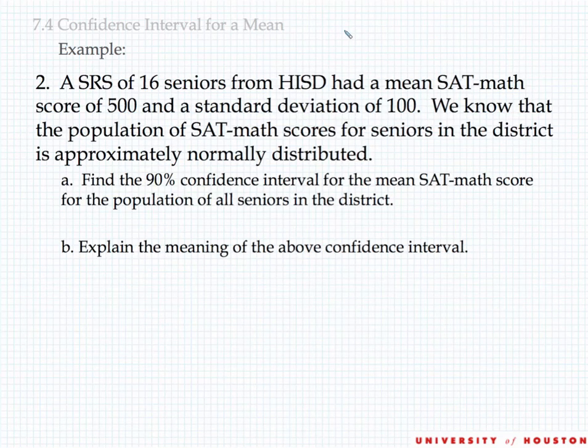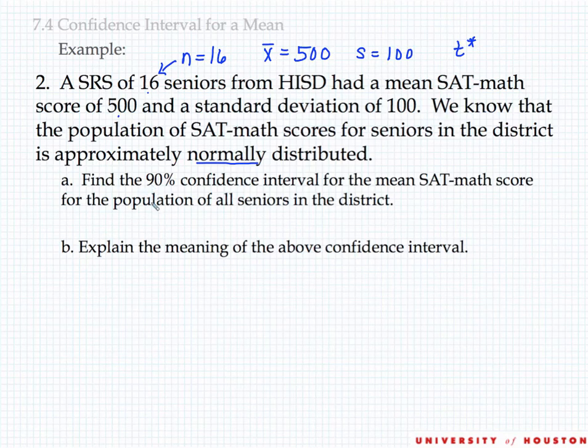Next example. A simple random sample of 16 seniors from HISD had a mean SAT math score, so this is from the sample that makes X bar equal to 500, with a standard deviation, again talking about the sample here, of 100. We know that the population of SAT math scores for the district is normally distributed. Now, since we don't have the population standard deviation, we have only the sample standard deviation, we will use t star for our critical value.